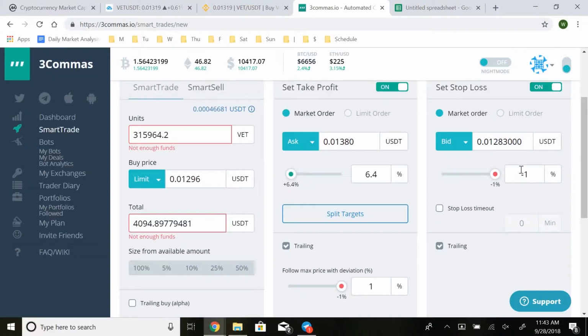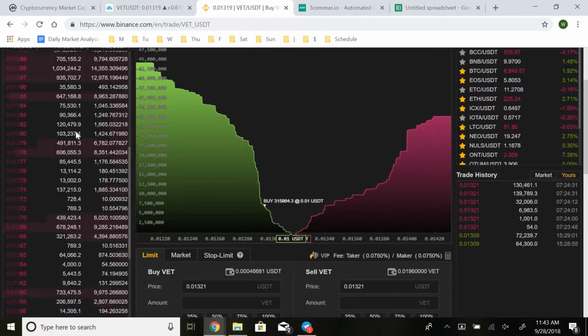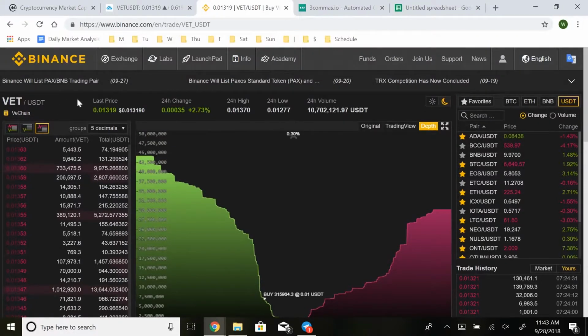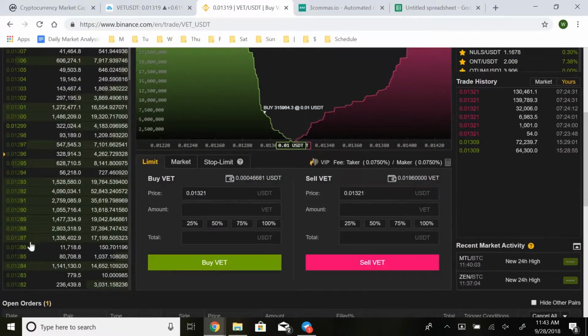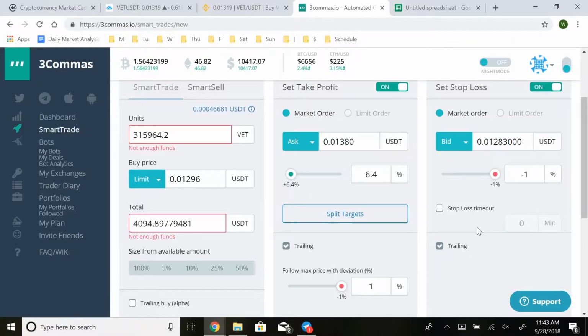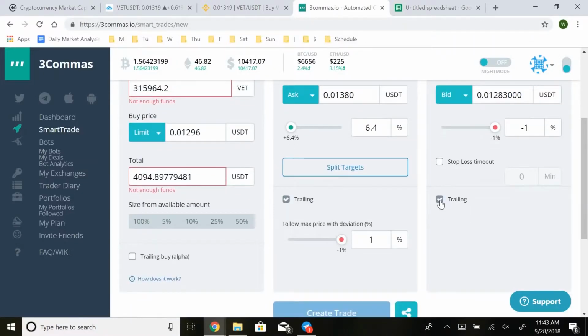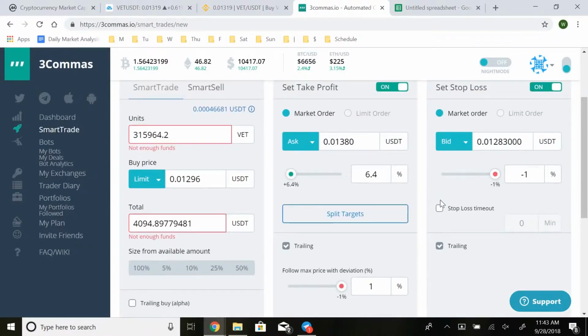But for the stop loss, I'm going to do a 1% stop loss for this, so 1283, and of course I made sure that chances are I won't hit that because there's such a large buy cushion between that number. So 1283 would actually be down here under all these buy orders, which is great. So I have that set, and then I'm actually going to select trailing stop loss. This is something you cannot do with Binance, but is really needed, honestly.